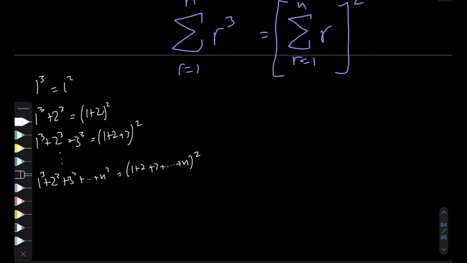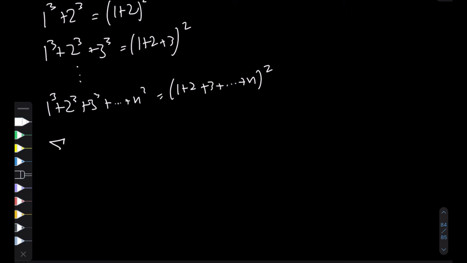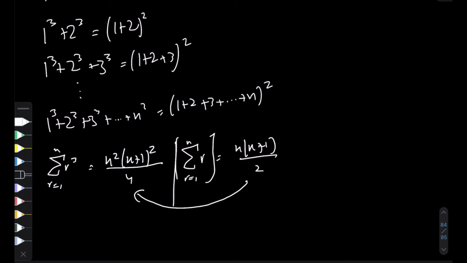Now this is actually pretty easy to prove by induction, because you can prove that the sum of the first n cubes has the formula n squared times (n plus 1) whole squared, divided by 4, and the sum of the first n natural numbers, from 1 to n, has the formula n times (n plus 1) divided by 2. Now you can see that if you square it, you will get to the other side. In other words, this squared is equal to this thing, which is what we wanted.